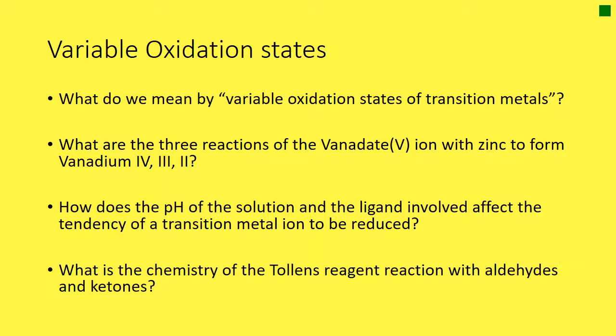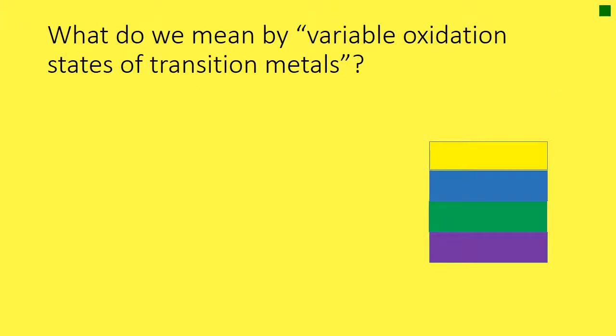And then what is the chemistry of the Tollens reagent reaction, which you might be familiar with, to detect for aldehydes versus ketones? What's the chemistry behind that reaction? Okay, there are four questions we want to answer. And let's start off with reminding ourselves about variable oxidation states. Yes, what do we mean by variable oxidation states?